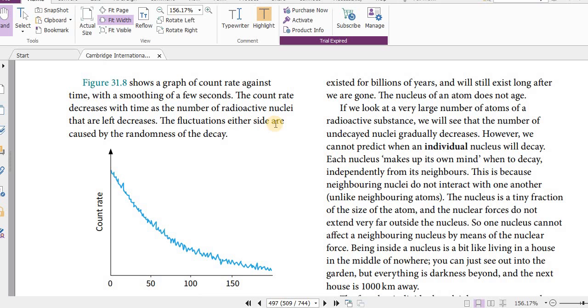The fluctuations either side are caused by the randomness of the decay. Now you can see here it's not a smooth curve. There are fluctuations. Now why are these fluctuations? You have to remember this. The fluctuations either side are caused by the randomness of the decay. Now in the exam, this is a possible question.